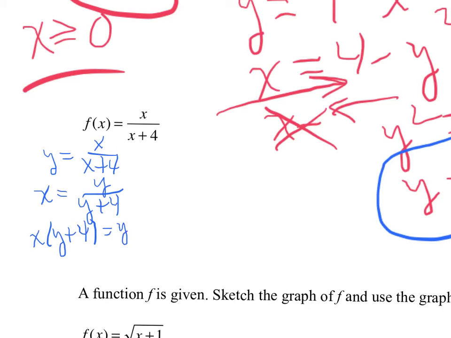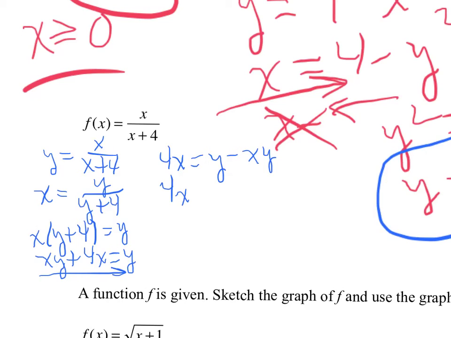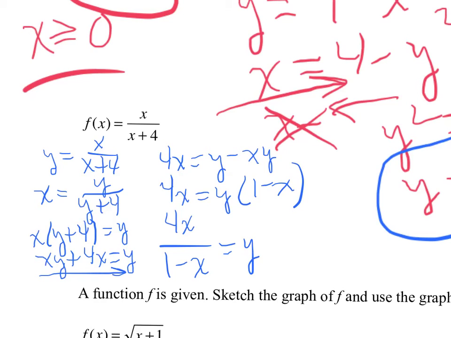equals y. Use the distributive property: xy plus 4x equals y. Group the terms that have y on the same side, so I'm going to put the xy term over there. So I'm going to end up with 4x equals y minus xy. Now factor out the y: 4x equals y times 1 minus x. And now divide by 1 minus x. So 4x divided by 1 minus x equals y, and there's your inverse function.